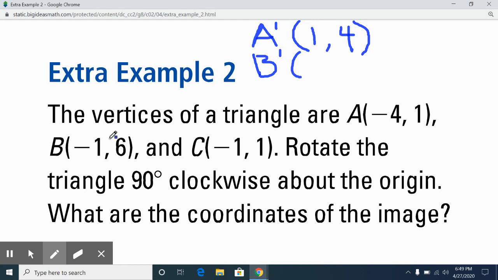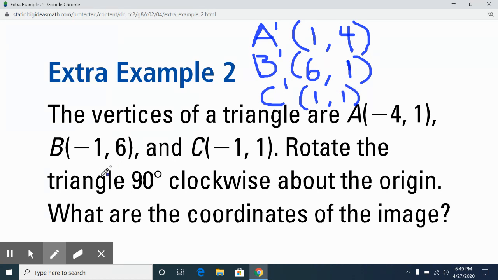B prime was -1, 6. I'm going to flip-flop their spots. The y stays as it was, and the x that flip-flopped to the y becomes its opposite. C prime, I'm going to go 1 and 1. Same number, but when I flip-flop this -1 to this spot here, I change it to its opposite.